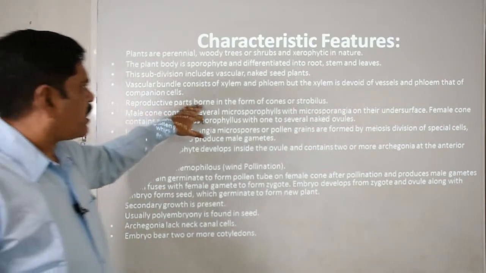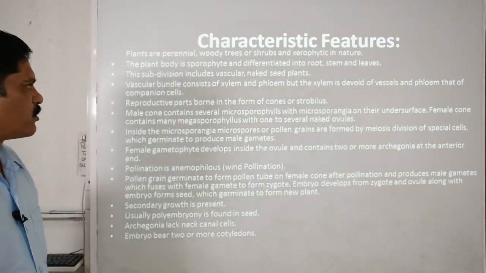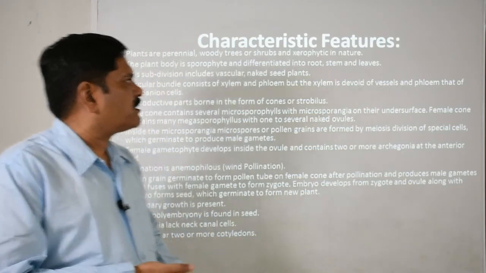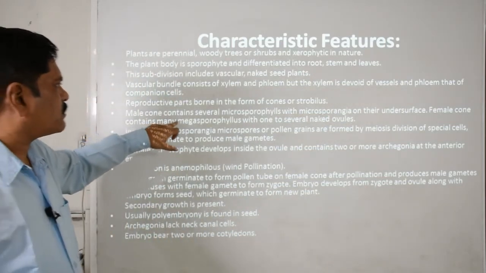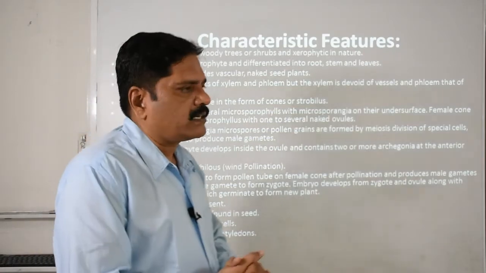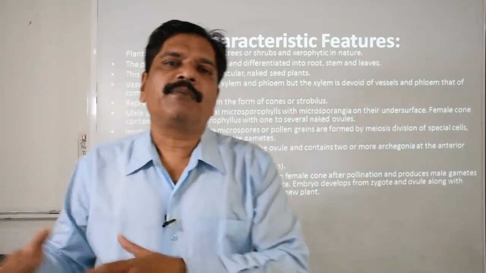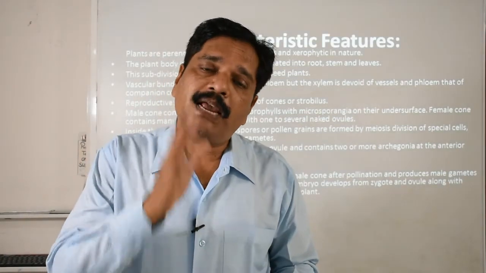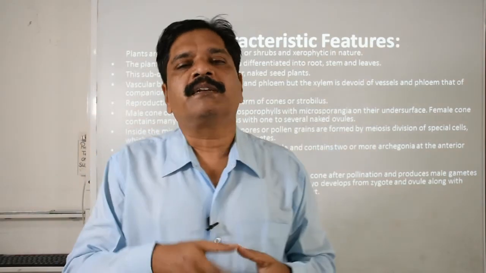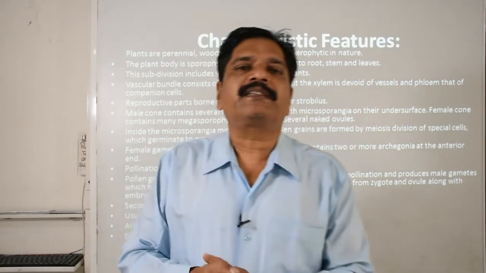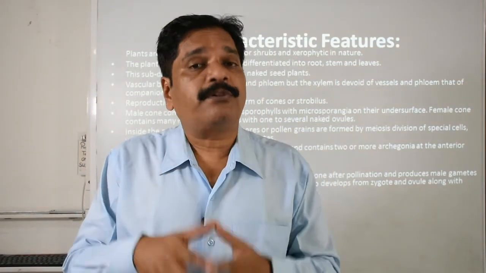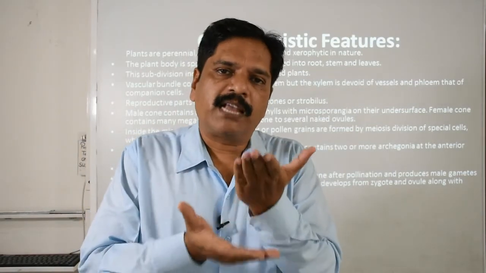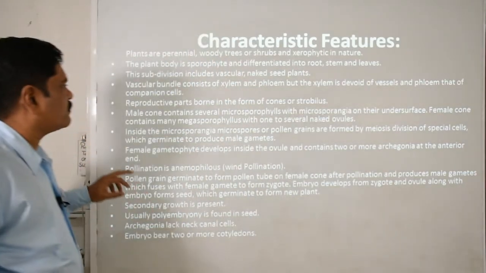Then the reproductive parts are borne in the form of cones or strobili. The male cone contains several microsporophylls and the microsporangia on their undersurface, and the female cone contains many megasporophylls with one to several naked ovules. Remember, the male and female cones are separate, clear. They have sporophylls, clear. The male cone contains microsporophylls and the female cone contains megasporophylls, and remember the reproductive structures are present under the surface of these sporophylls, clear. So remember this fact, they are present where? At the lower surface of these, clear.